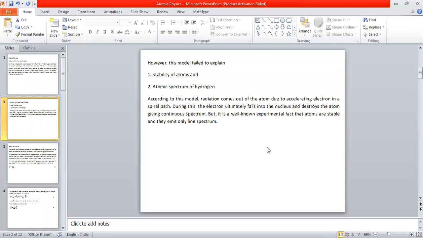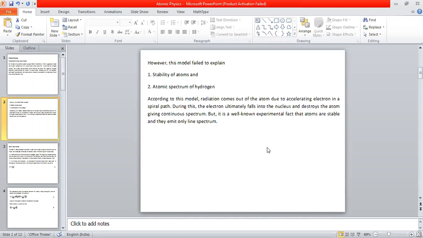Okay. Now, although the Rutherford model explained several things, it could not explain two things majorly. The first one is that it could not explain the stability of atoms, and also it could not explain the atomic spectrum of hydrogen. This we have discussed in detail in the last semester itself, but for the sake of continuity, I would like to give a small explanation.